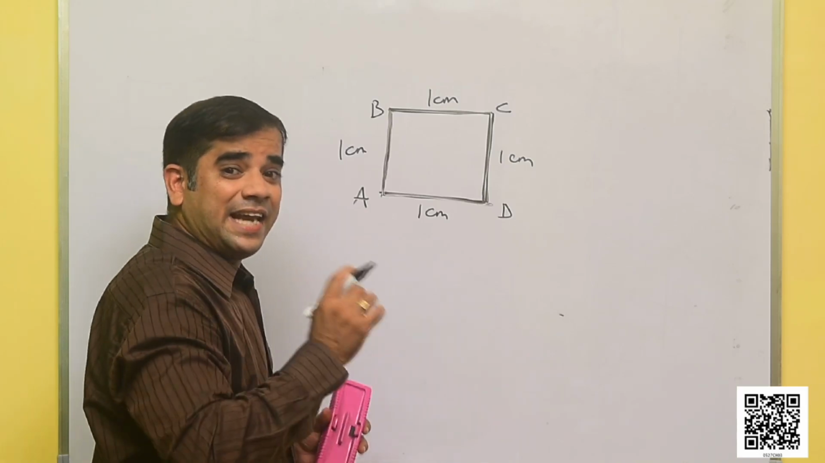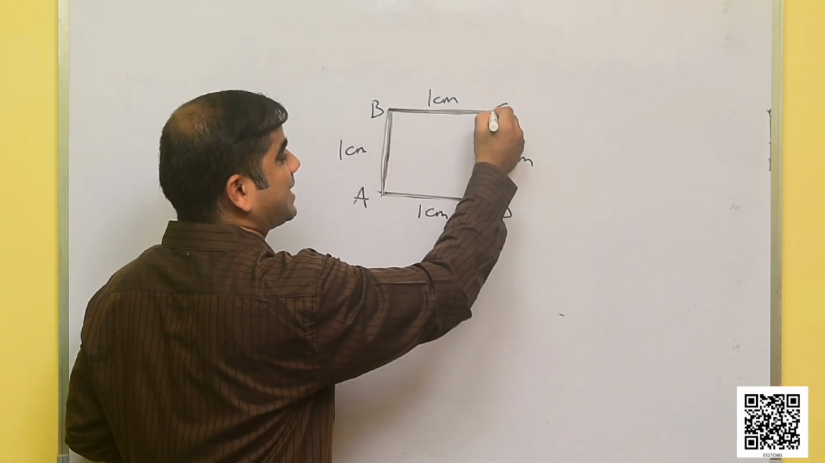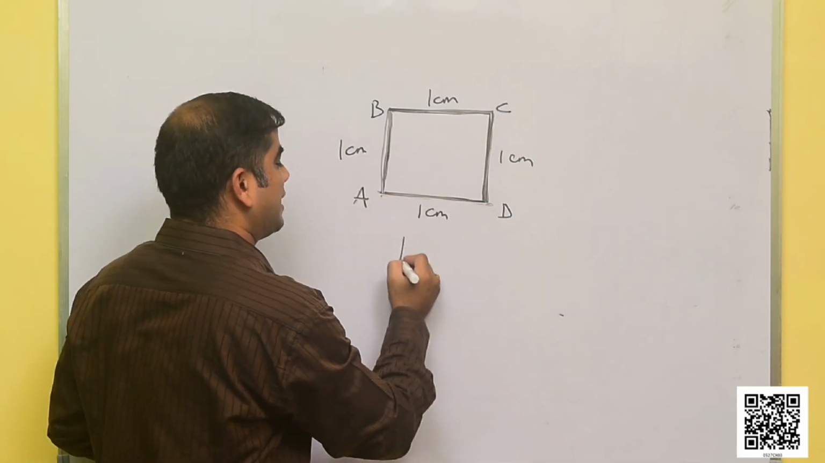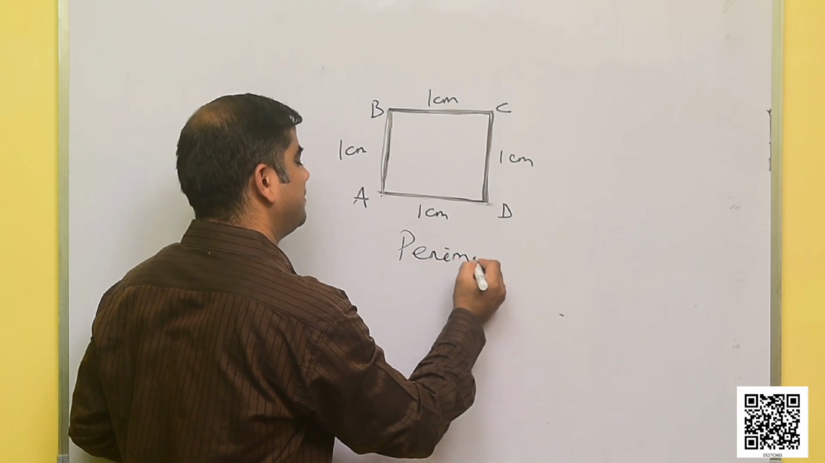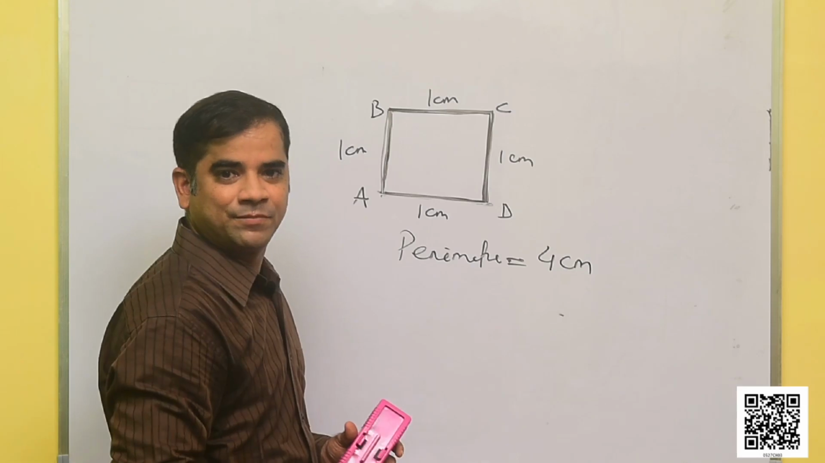So what is the length of the perimeter now? 1 centimeter plus 1 centimeter plus 1 centimeter plus 1 centimeter. So the perimeter is equal to 4 centimeter.